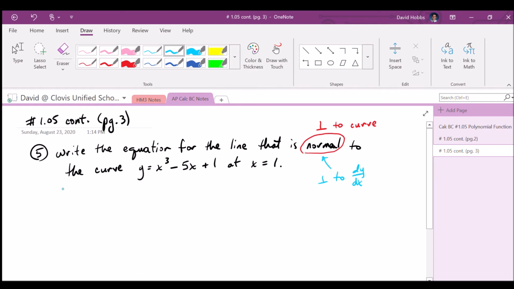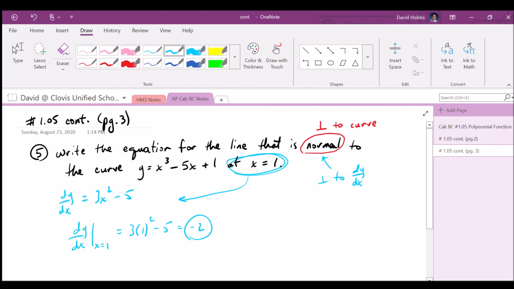So dy dx is 3x squared minus 5. And now I want specifically at this point. So dy dx, this little vertical bar right there means evaluate at, and we're doing x equals 1. So we got 3 times 1 squared minus 5, which is negative 2.